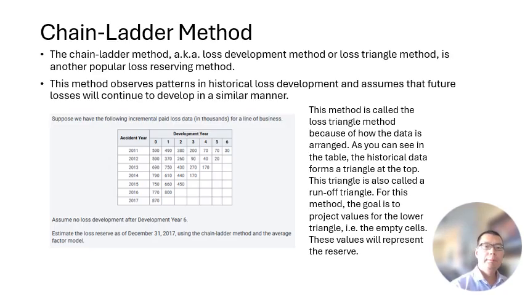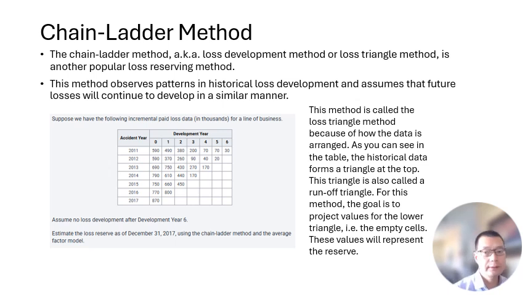The chain ladder method, also known as the loss development method or loss triangle method, is another popular loss reserving method. This method observes patterns in historical loss development and assumes that future losses will continue to develop in a similar manner.